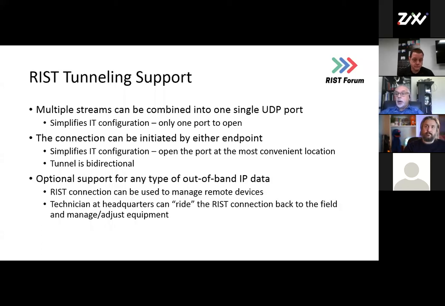The other thing that's very cool about having tunneling built into RIST is optional support for any type of out-of-band data. So once you have a RIST connection, you can have a technician ride that connection and talk to the equipment. So if you have a van out, a reporter doing an interview or whatever, and there's an encoder that's sending back, that guy doesn't need to know anything about the encoder. If you need to adjust something, the technician at the station can ride the connection back through RIST and adjust whatever it is that needs to be adjusted.